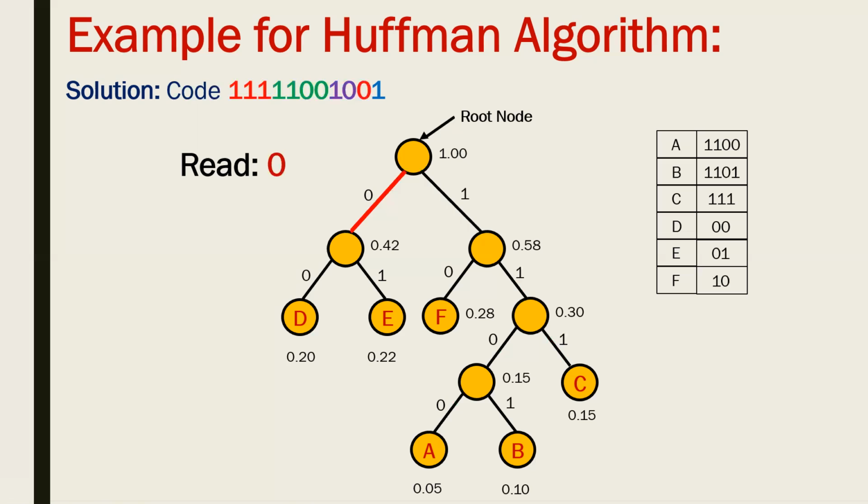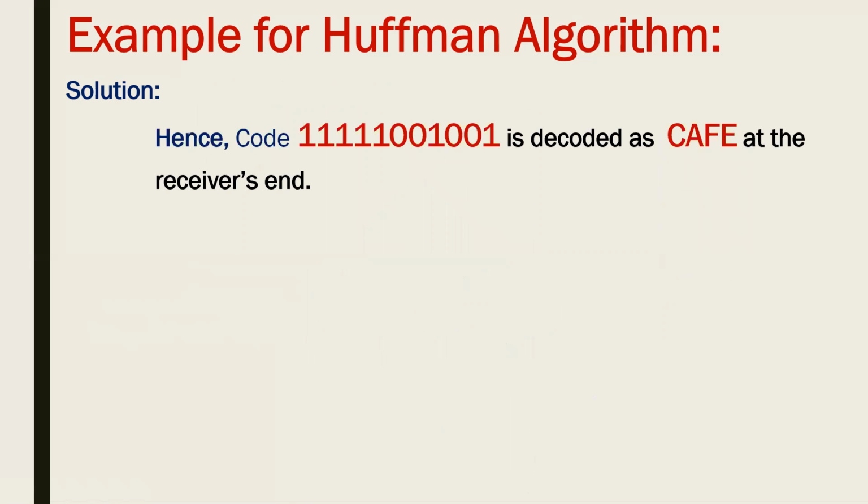Now finally we read the remaining 2 bits. Out of these 2 bits we read 0 and follow the 0 path, then 1, and after reading these 2 bits we get the symbol E, which is the leaf node. So we decoded these 2 bits as E. In this way we have scanned the entire code, and what we decoded is the word CAFE. So this is the answer of the last part, meaning the code 1001001 is decoded as CAFE at the receiver end.